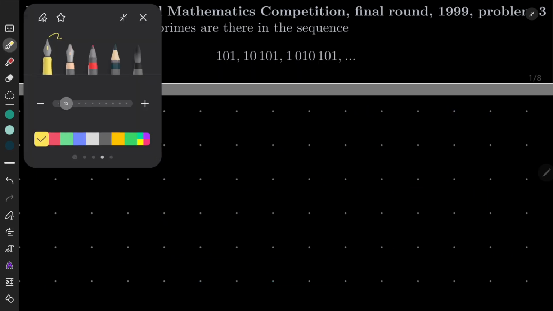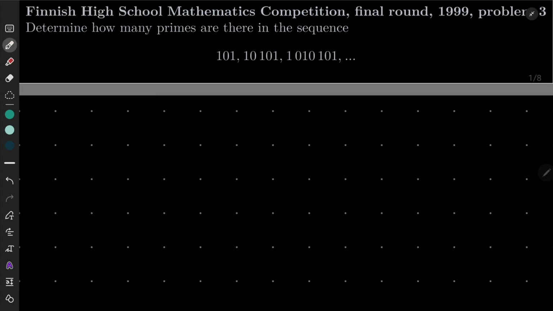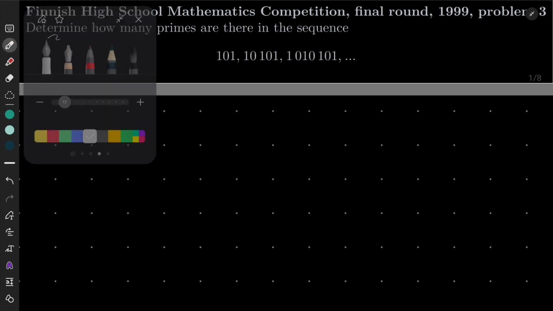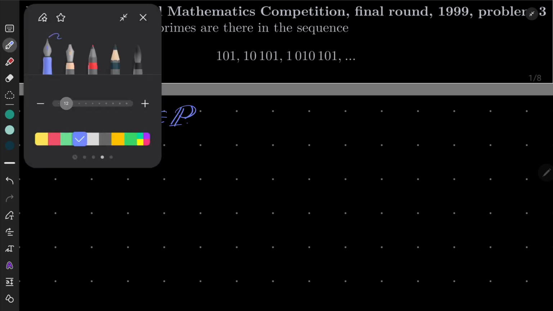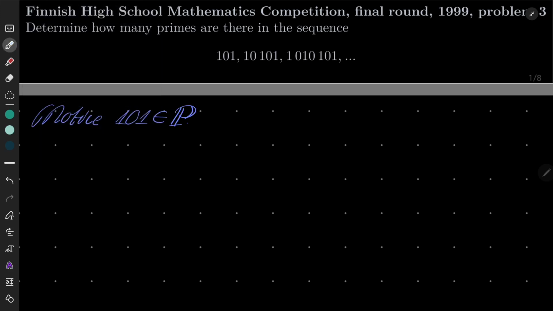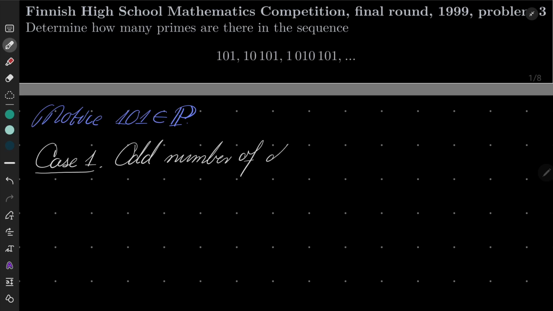Okay, so I hope that you've managed to solve it. First of all, let's notice that 101 is a prime. In fact, it's the only prime in this sequence. Why? You shall see in a moment. So let's consider two separate cases. Case number one, odd number of digits 1.